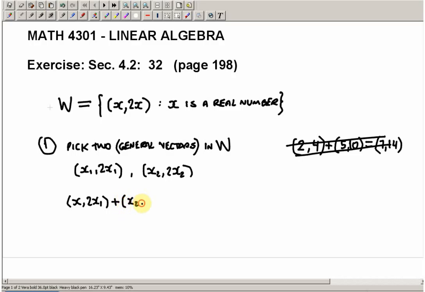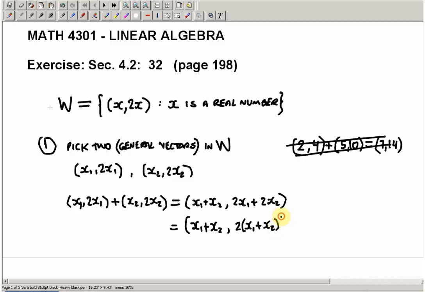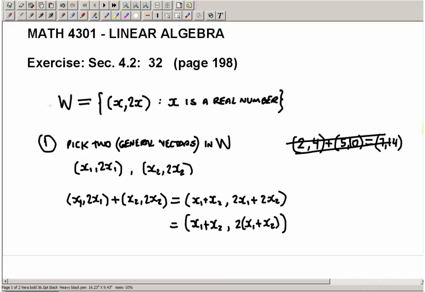Here, let's add the second vector. Okay, so it's the standard operation for vectors. So it's x1 plus x2, and then 2x1 plus 2x2. Is this sum in W? How do we know? Well, we need to see whether the second coordinate is twice the first, and it is, right? So here it is. You can easily see that if I factor the 2 out from here, there it is. The second coordinate is twice the first coordinate. So the first axiom is satisfied.